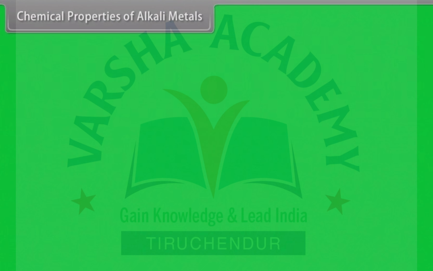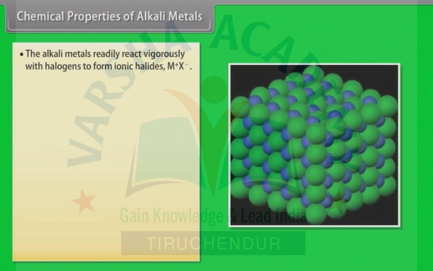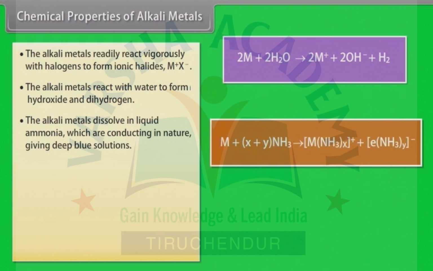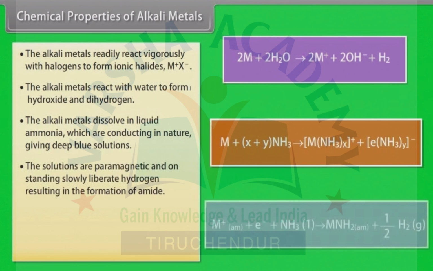Chemical properties of alkali metals. The alkali metals readily react vigorously with halogens to form ionic halides, M+ X-. The alkali metals react with water to form hydroxide and dihydrogen. The alkali metals dissolve in liquid ammonia, which is conducting in nature, giving deep blue solutions. The solutions are paramagnetic and on standing slowly liberate hydrogen, resulting in the formation of amide.